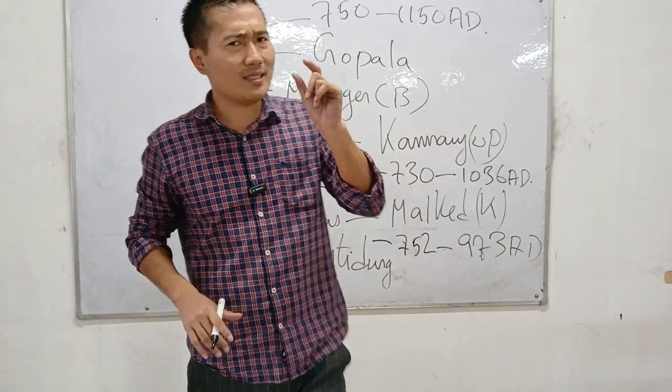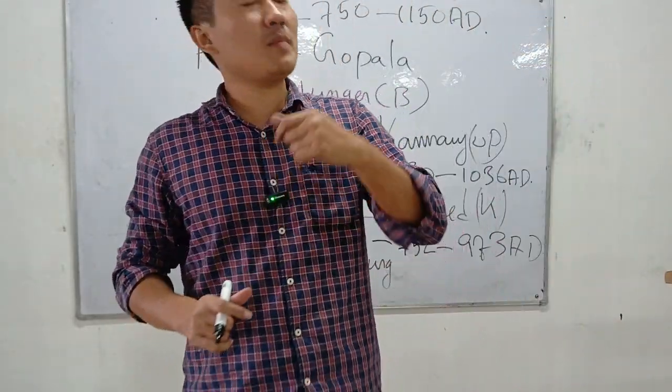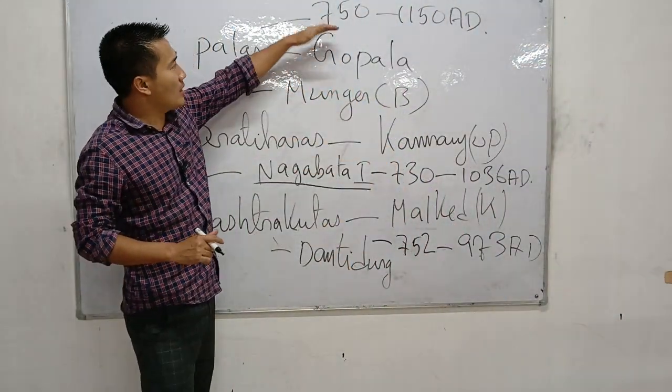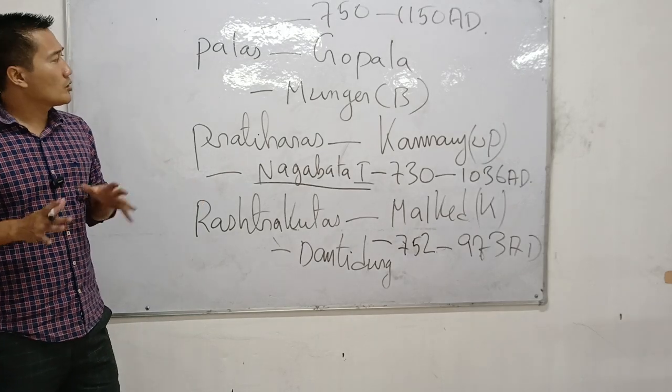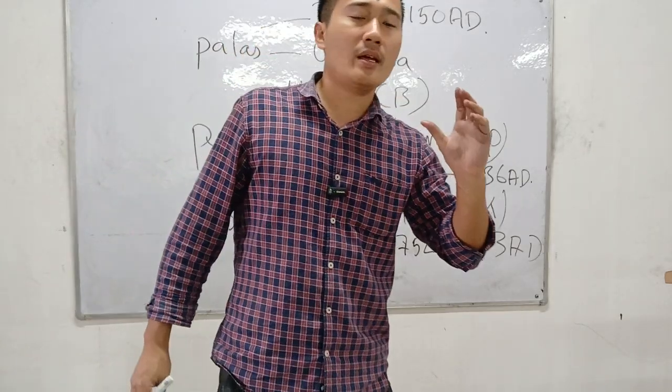The figures and dates might be somewhat different in some other book, but please remember this is the most accepted chronology. So this is how these small dynasties ruled over present day India.